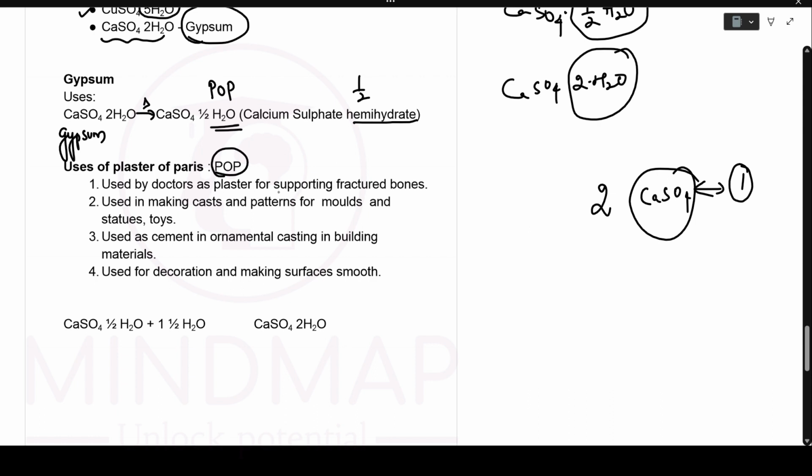That is used by doctors as plaster for supporting fractured bones. When a bone fractures, the plaster that is put on top is made of POP, Plaster of Paris. It is used in making cast patterns for molds and statues and toys. Statues are made, moldings are made for different toys. It is used as cement and ornamental casting in building materials. When building materials, ceilings, or roofs are to be decorated, we use POP. It is used for decoration and making surfaces smooth.